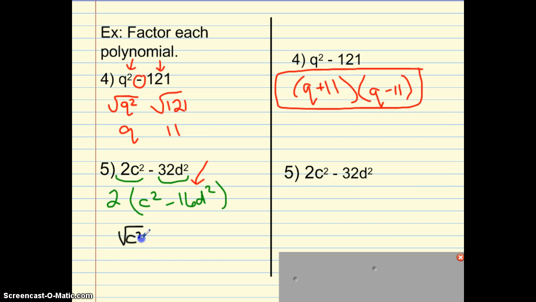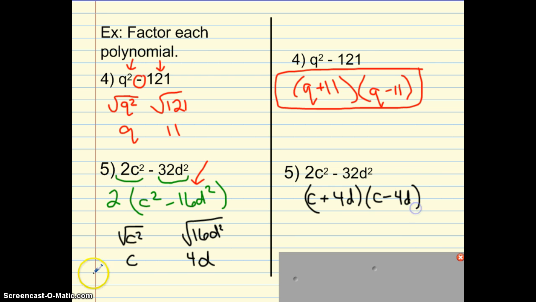So our square root of c squared is just c. Our square root of 16d squared is just the square root of 16 and the square root of d squared, so 4d. So we'll come over and c plus 4d and c minus 4d. And also, since we factored out that 2, we need to remember to bring that across and tuck that right on the end there.